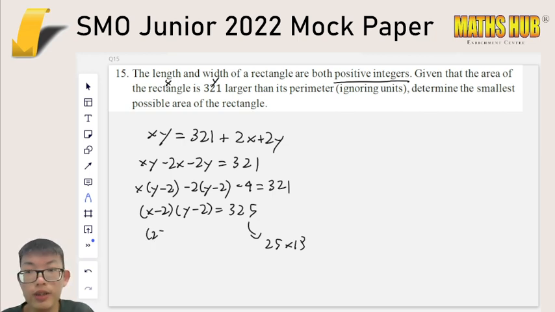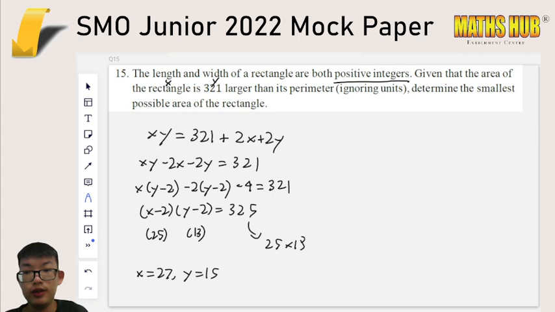We can let this be 25 and 13. And so x equals 27 and y equals 15. So what's the area of the rectangle? 27 times 15 is equal to 405.